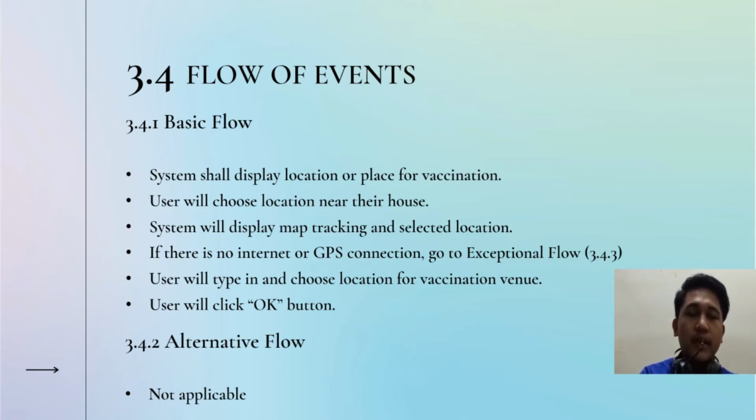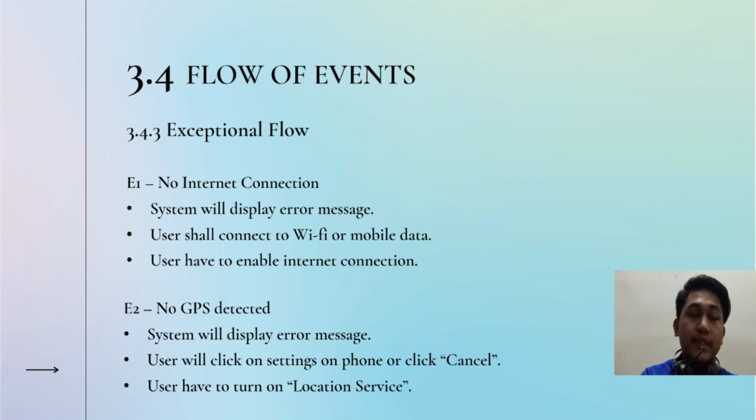And if internet and GPS is connected, user will type in and choose location for the vaccination venue, and user will click OK button. After user click the OK button, system will save the data. For alternative flow, it is not applicable for this use case. Next is the accession flow. There are two accession flow for this use case. That is E1, no internet connection, and E2, no GPS detected.